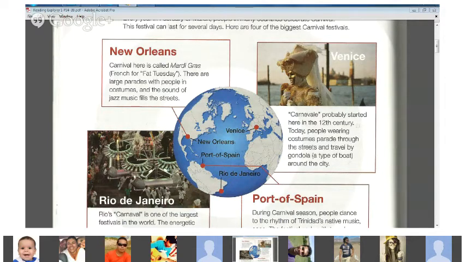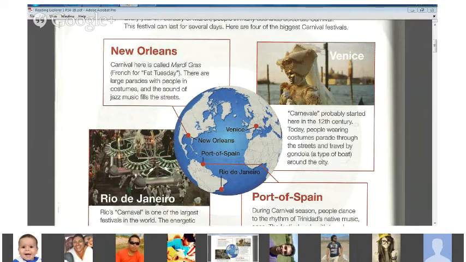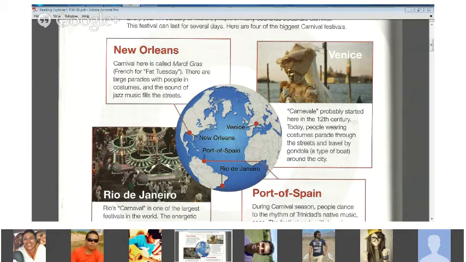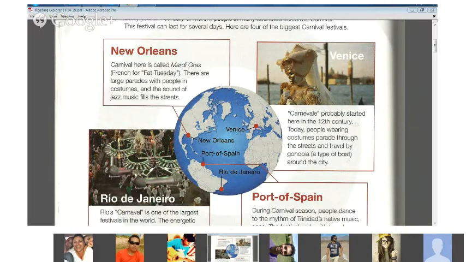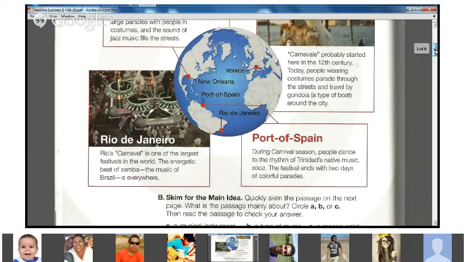Okay, so for us here, we call it Ash Wednesday. Ash Wednesday is the day that Lent starts. We call it Lent here. It's a religious season. Mardi Gras for us here in the United States usually happens about 2 weeks or so before Lent, and the time of Lent will change depending on when Easter is that year. Then Venice has their carnival, and of course Rio, which I know most of you know about already. And then we have Port of Spain in Trinidad, where we have their festival.